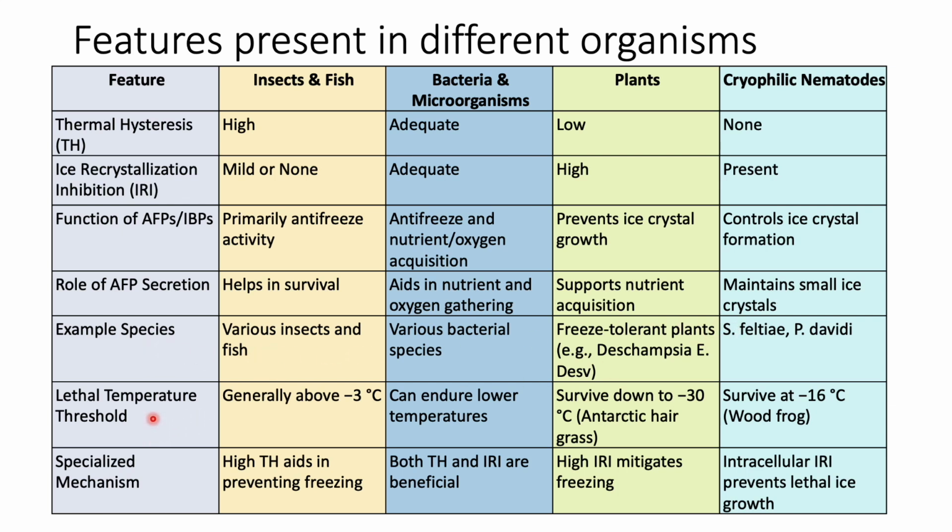And the lethal temperature threshold for insect and fish is generally above -3 degrees centigrade. Bacteria and microorganisms can endure lower temperatures. Plants can survive up to -30 degrees centigrade, and cryophilic nematodes can survive up to -16 degrees centigrade.